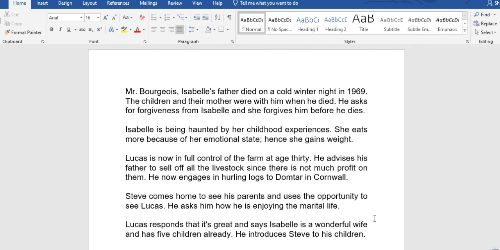Isabel is being haunted by her childhood experiences. She is more affected because of her emotional state, as she gains weight.